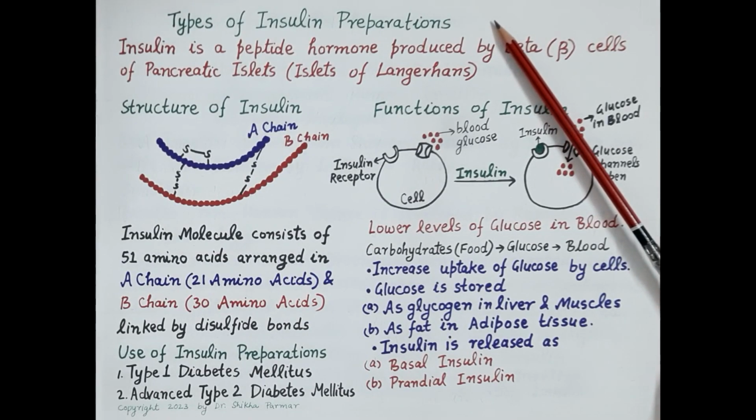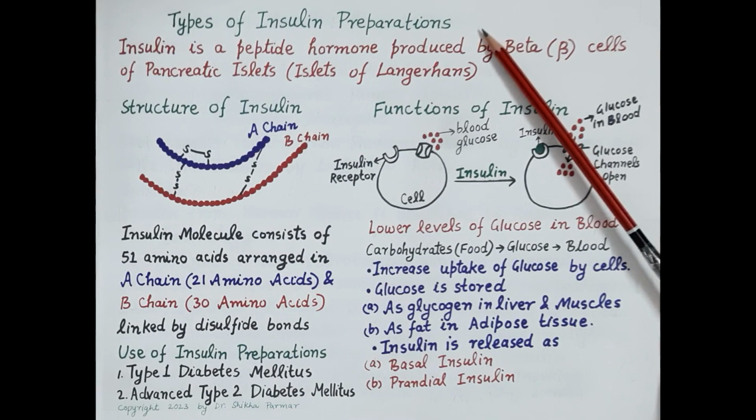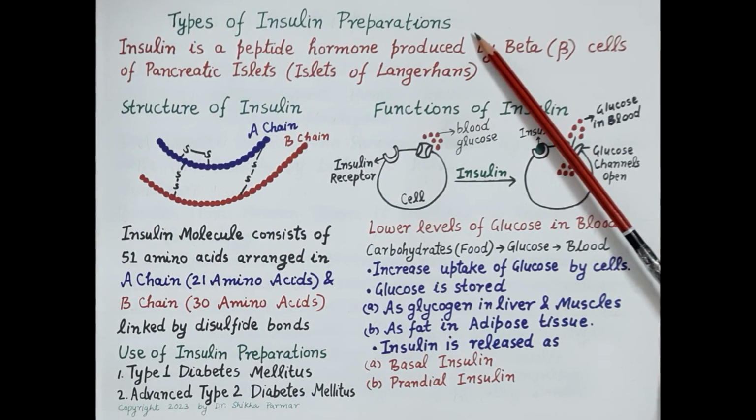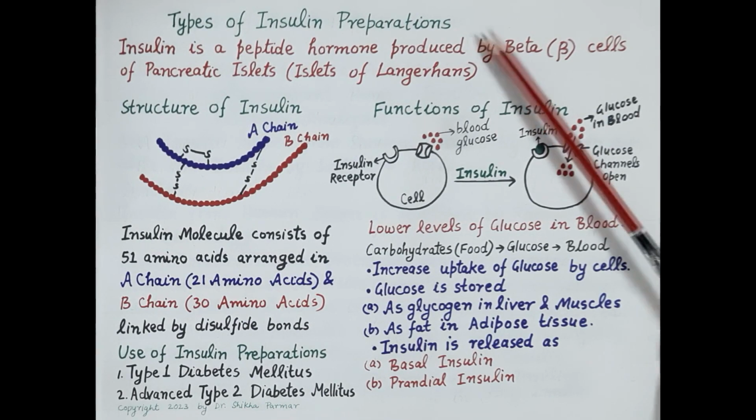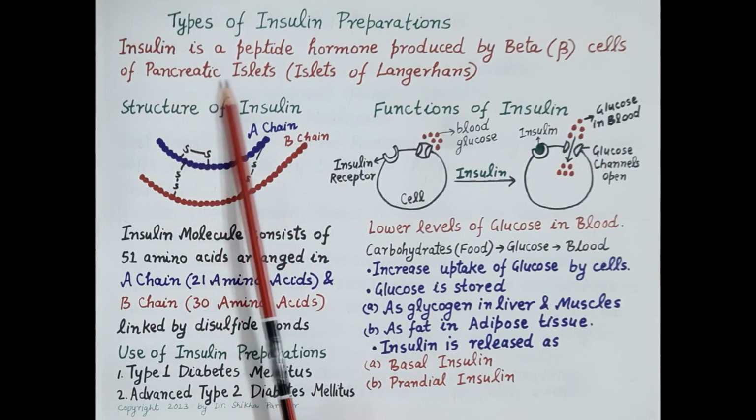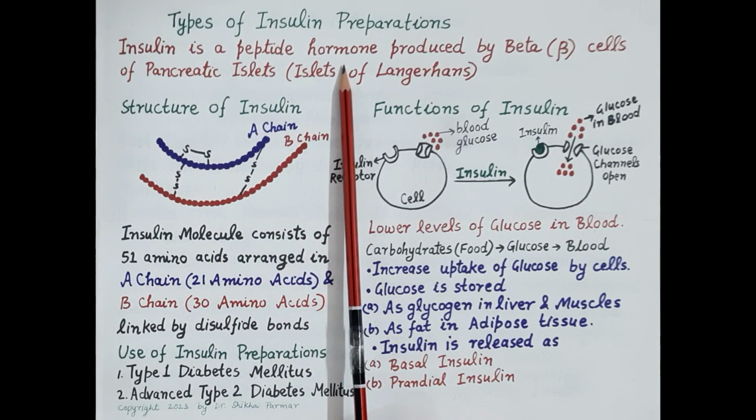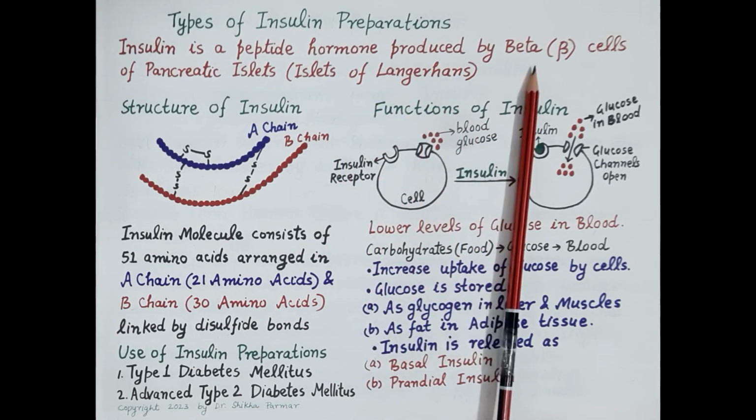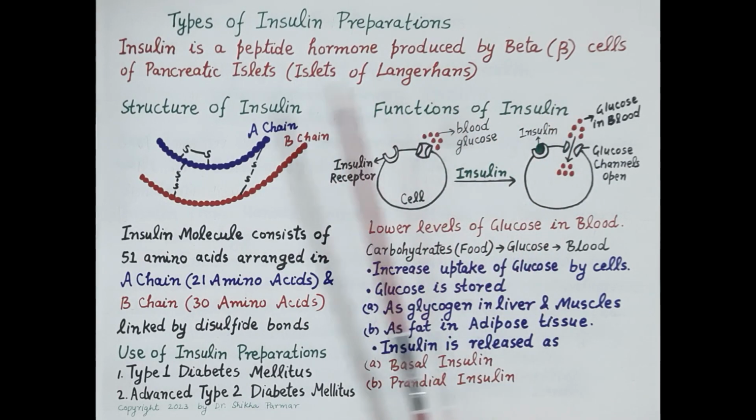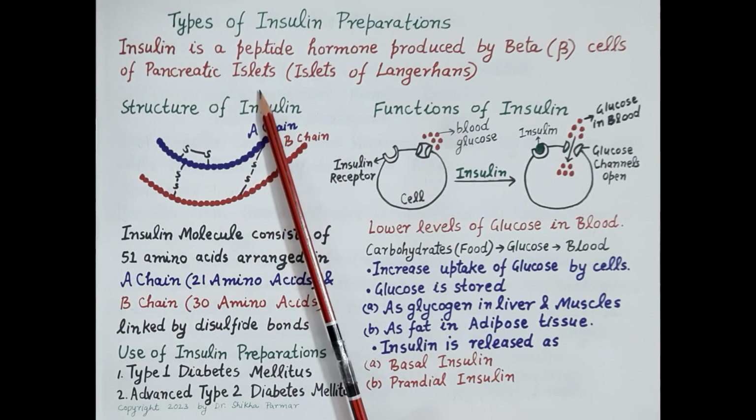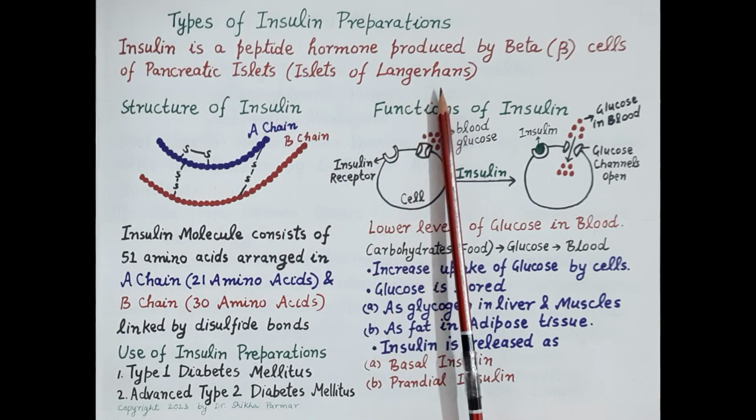Hello students, in today's video we are going to discuss different types of insulin preparations, their uses, pharmacokinetic parameters and some important features of these insulin preparations. Now as we all know, insulin is a peptide hormone that is secreted by the pancreas into the blood. It is produced by beta cells of pancreatic islets, also known as islets of Langerhans.